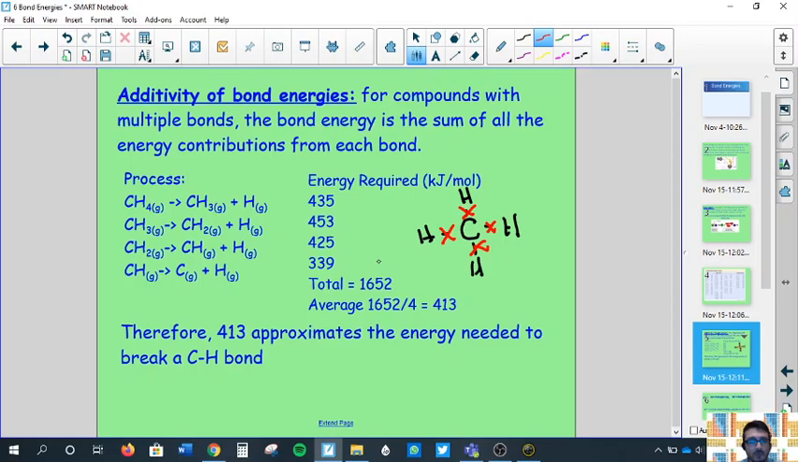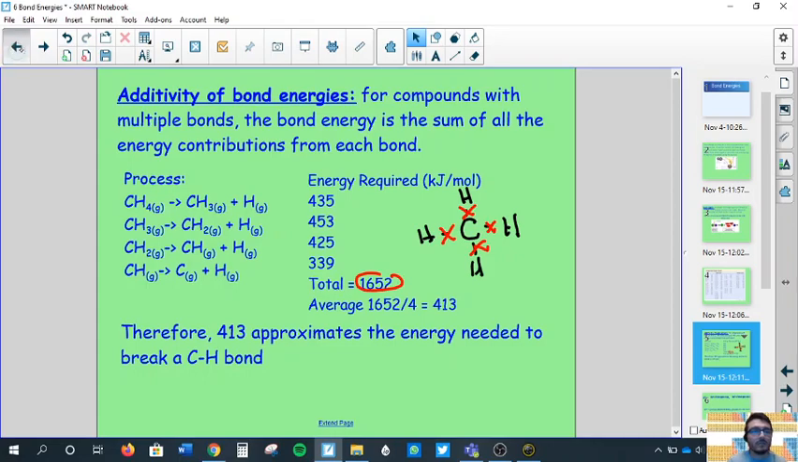So when we are looking at compounds with multiple bonds like this, carbon-hydrogen, there are four of them, we add up all of the energies required to break all of these bonds. They are all the same type, but there are four of them. We add them all up and divide by the number, and that gives us our average. Therefore, 413 kilojoules per mole is needed to break a carbon-hydrogen bond.